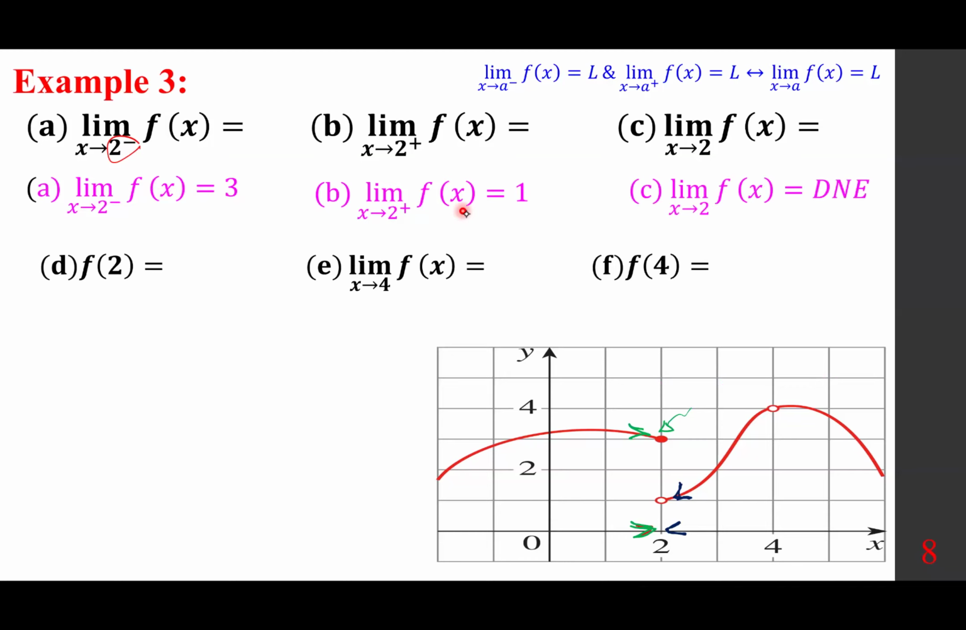Now we want to answer what's f of 2, what is the limit of f of x as x approaches 4, what is f of 4. Please understand f of 2 refers to the functional value at 2 precisely. So at 2, you look for a solid point. The solid point is here. So f of 2 means the y coordinate for this point, which is 3. The limit of f of x as x approaches 4. Anybody can tell us the answer to this one?